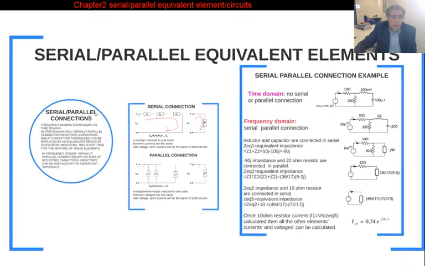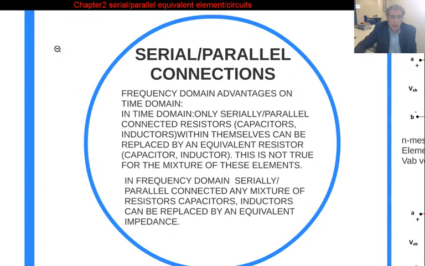Let's go into details about frequency domain advantages over time domain. We are saying there are some advantages and disadvantages in time domain and frequency domain. So there is an optimization. Some of the things are easy in frequency domain, but there are some restrictions on the other hand.